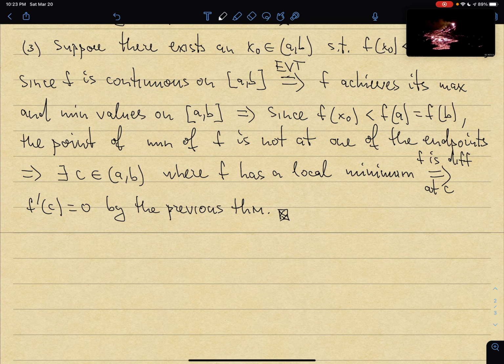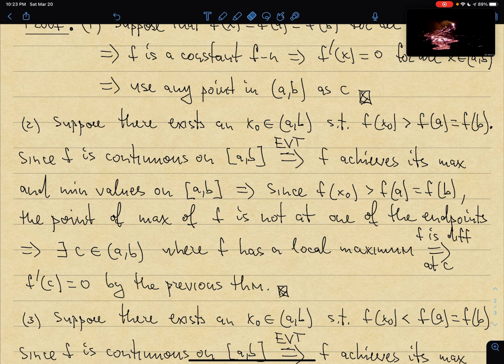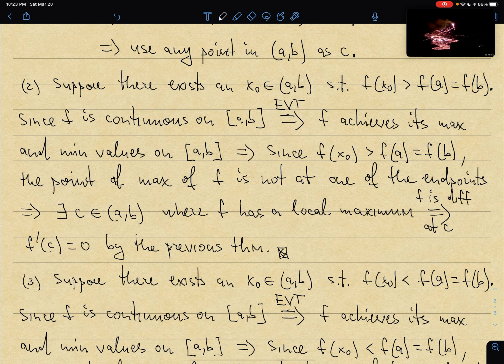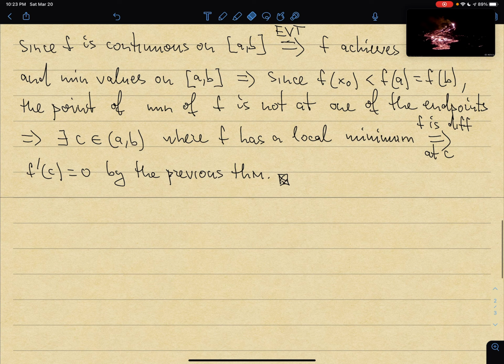And so because a function has a local minimum, this is still a point where the derivative of f is equal to zero. Okay, so that means that in all three situations my proof is complete. All three situations are mutually distinct, but they exhaust all possibilities. So the proof is done. So Rolle's theorem is proved.